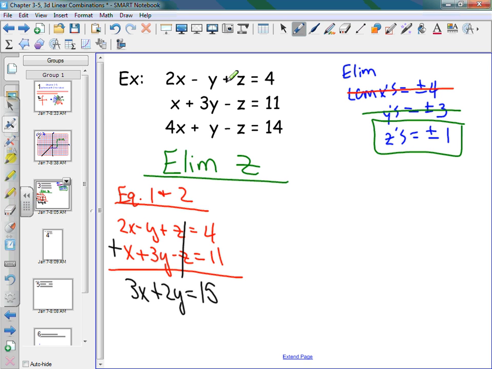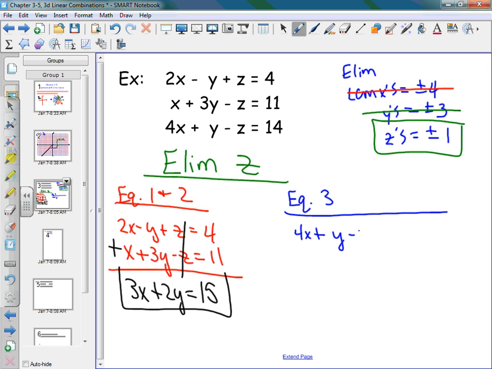Box that in, because whenever we box things in mathematics, what does that mean? We're coming back to it. So we box it in, so that means we're coming back to it. So now I'm going to come over here, and what equation have I not used yet? I have not used equation 3. I have to use it. So I'm going to use equation 3, and I'm going to write that down, which is going to be 4x plus y minus z is equal to 14.